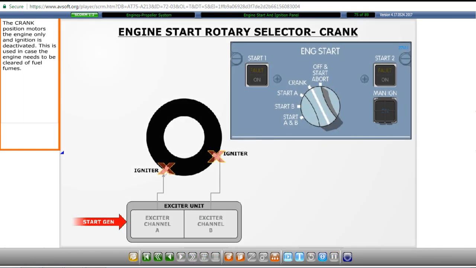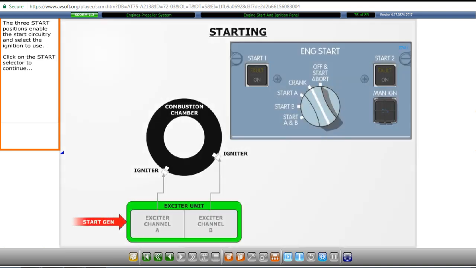The crank position motors the engine only and ignition is deactivated. This is used in case the engine needs to be cleared of fuel fumes. The 3 start positions enable the start circuitry and select the ignition to use. Click on the start selector to continue.